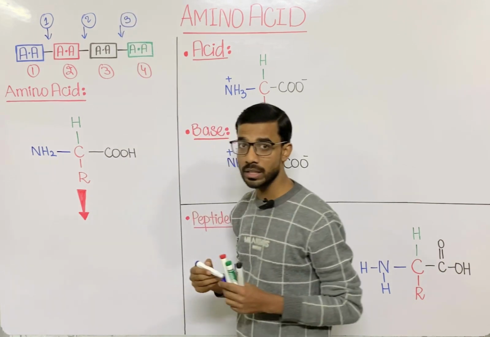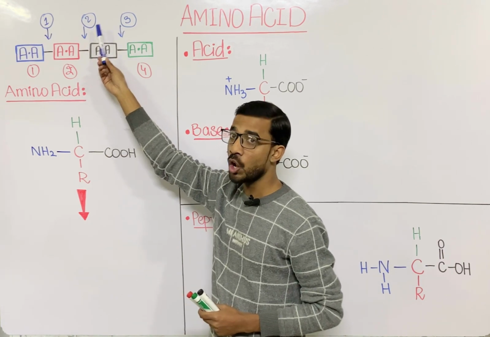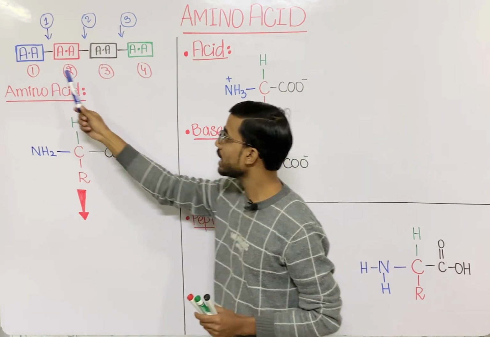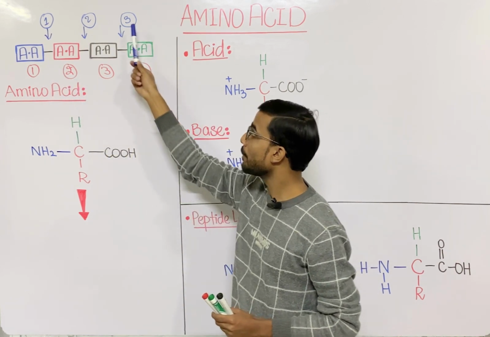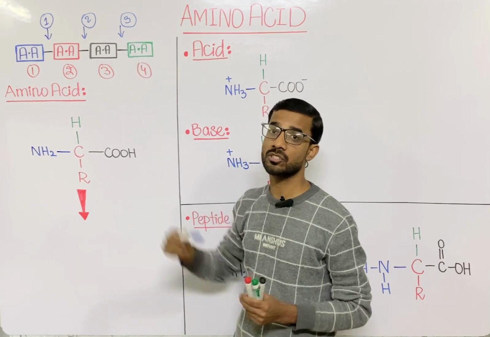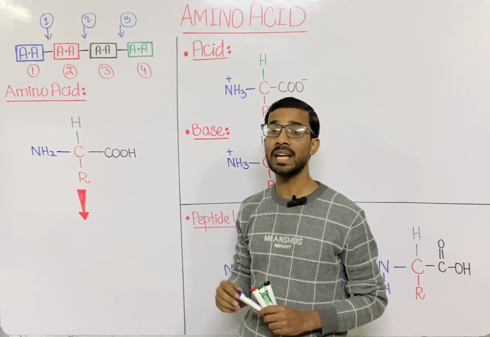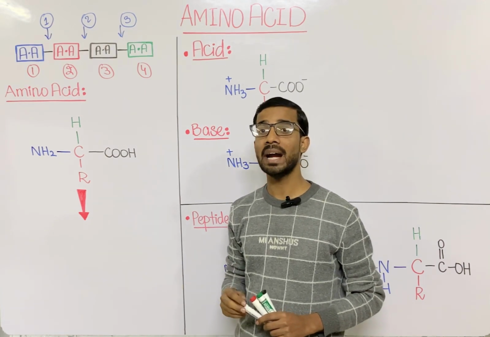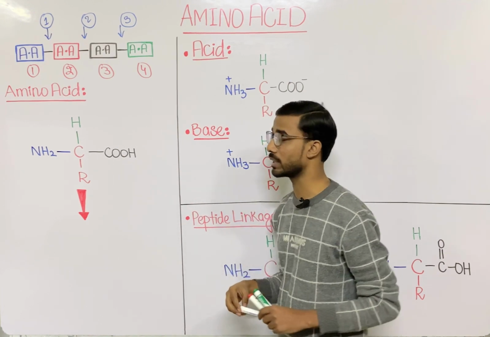So if you notice, the number of peptide linkages will be one less than the number of amino acids. Here the number of amino acids is 4, but the number of peptide linkages is 3, one less than the number of amino acids. If you have 10 amino acids, then the peptide linkages will be 9. That's the most important thing.